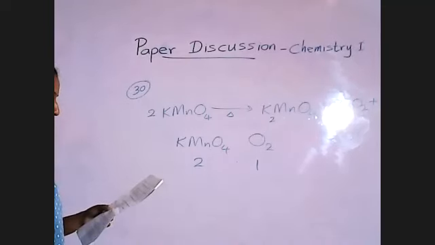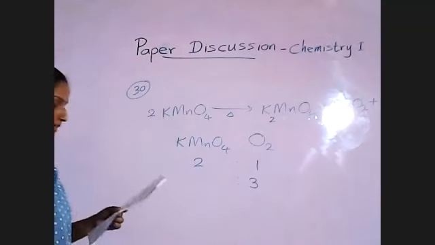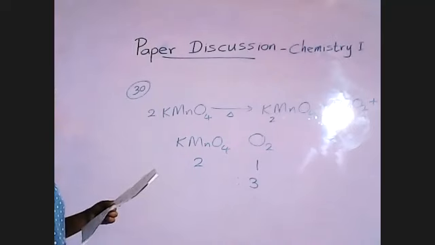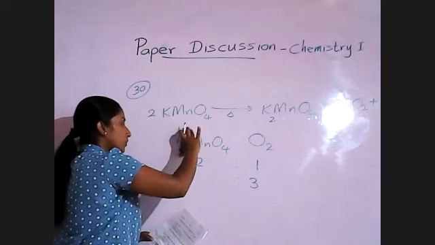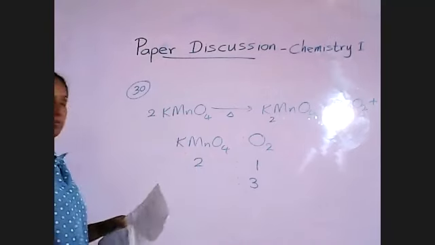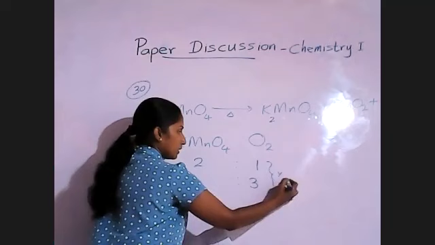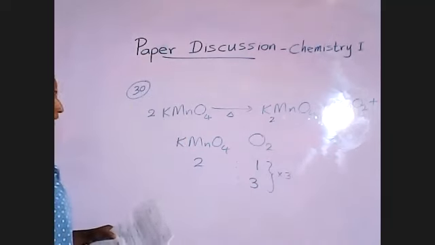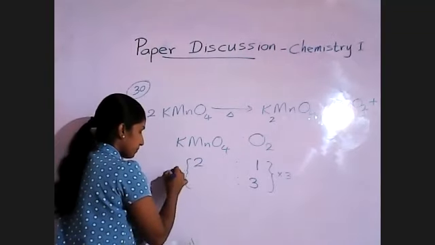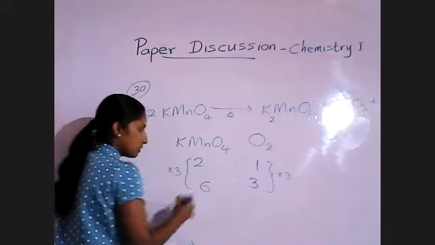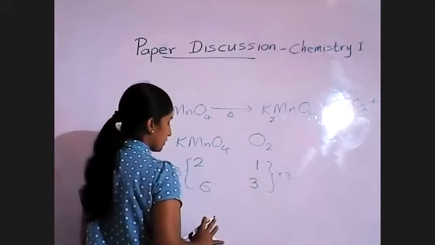They have asked to obtain 3 moles of oxygen. How many moles of potassium permanganate do we have to decompose? This side is increased by 3 times, so here also we have to multiply by 3. That means 6. Or we can get the relationship in this way.